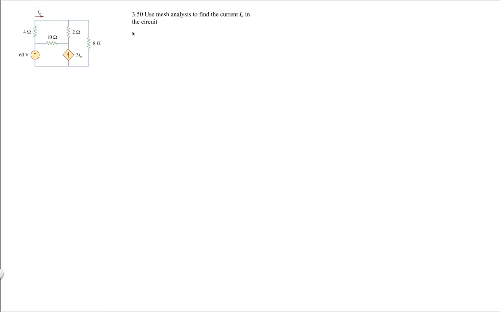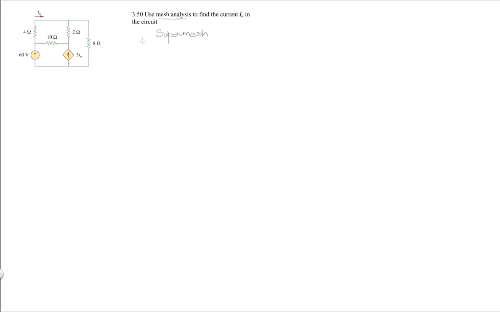So this is an example from chapter 3. This is exercise 3.50. The purpose of this example is to demonstrate the working of mesh analysis. More specifically, the reason I chose this example is to demonstrate the use of a super mesh. The idea behind the super mesh will become clear to you once we work this example out.